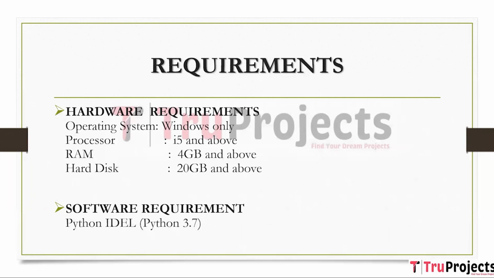These are the requirements for execution. First one is hardware requirements. Operating system of Windows, processor of i5 and above, RAM of 4 GB and above, hard disk of 20 GB and above are required in hardware requirements. Coming to software requirements, Python IDE of 3.7 version is required.